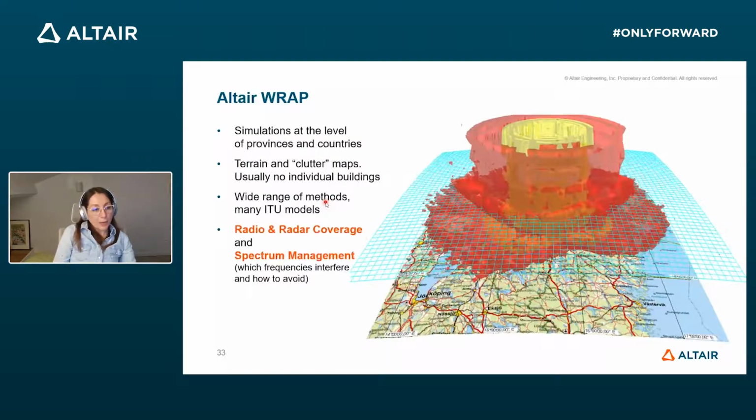So again, the simulation within RAP is actually at the level of provinces and countries. We can add clutter map information, and usually we do not add any building information like we do in Windprop. We have a wide range of methods, so multiple ITU models are available in RAP for you to use for your prediction or your analysis in order to perform radio and radar coverage or some spectrum management related applications.